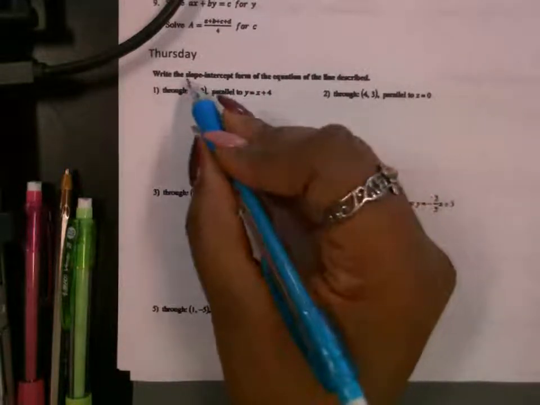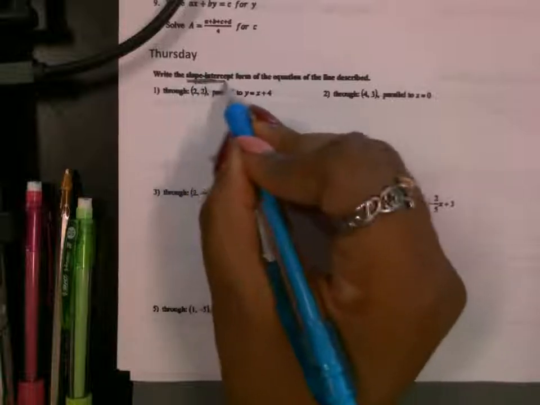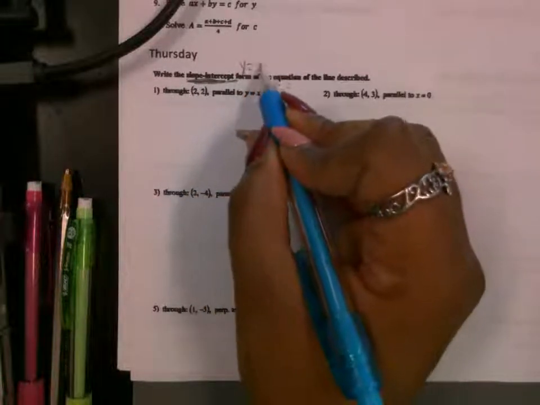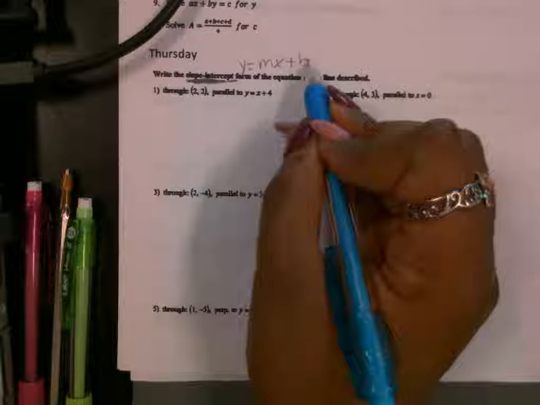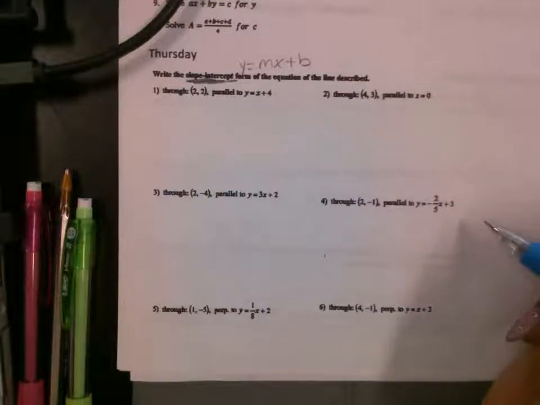Okay, so this is saying write an equation in slope-intercept form. Remember, slope-intercept form is for linear functions: y equals mx plus b. That's slope-intercept form.